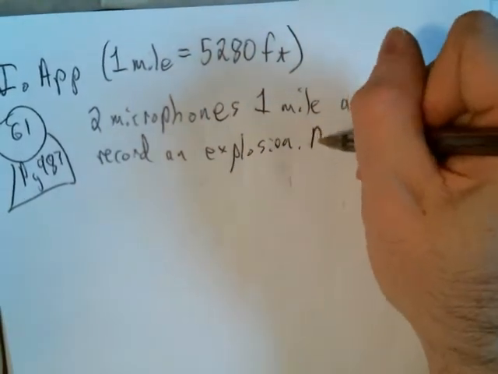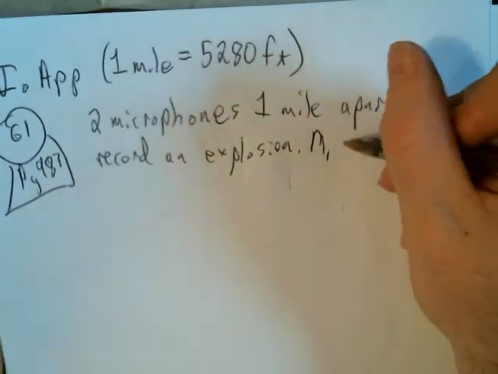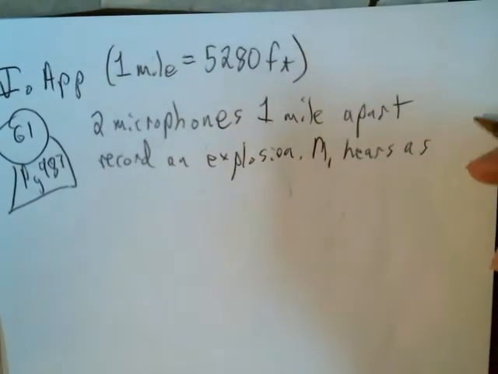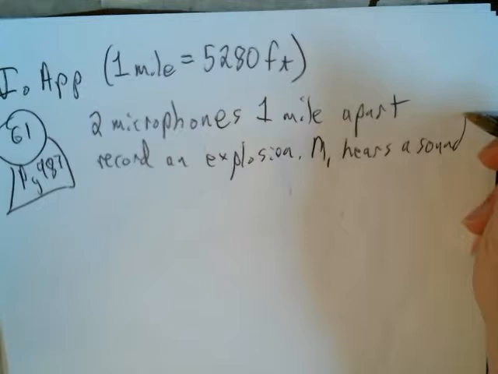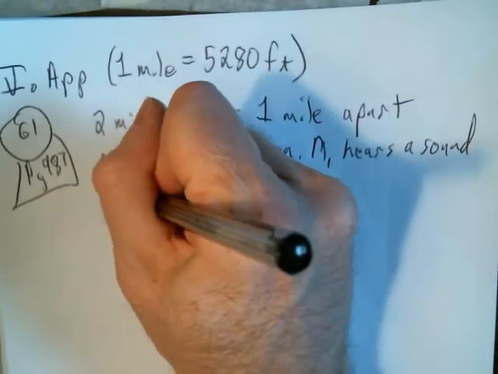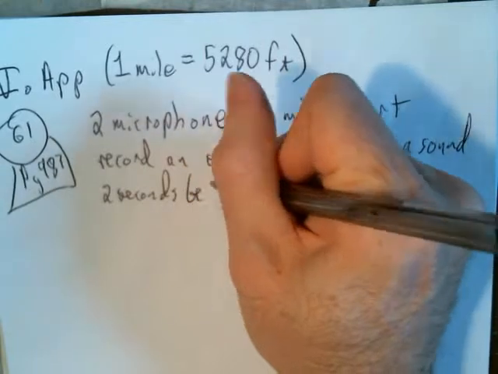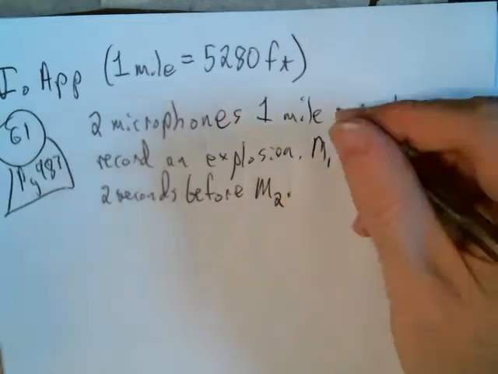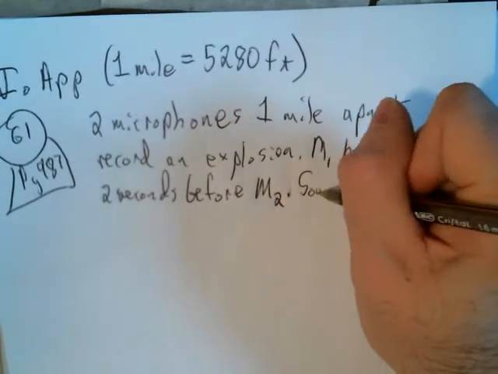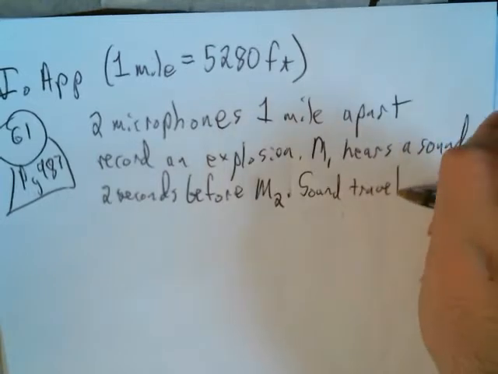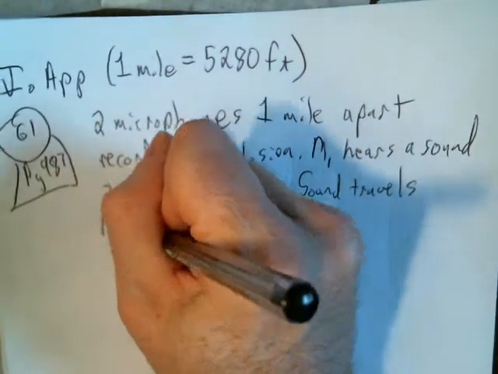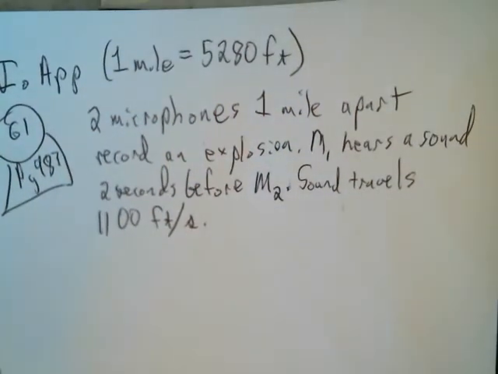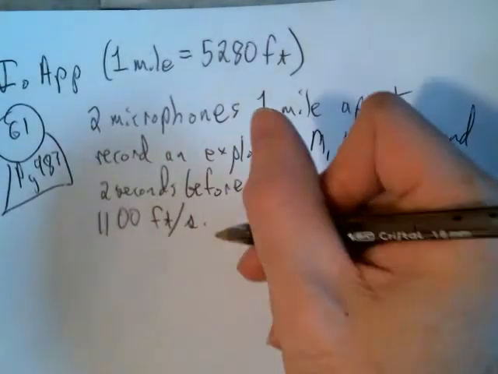Okay, so the first microphone and the first listening station hears a sound. So M sub 1 is what I'm calling the first microphone. It hears a sound 2 seconds before the second microphone at the other listening station. Okay. We know that sound travels 1,100 feet per second. We want to determine the possible locations of the explosion relative to the microphones.